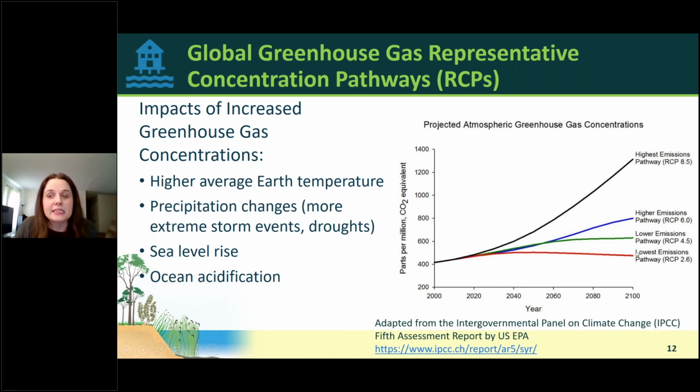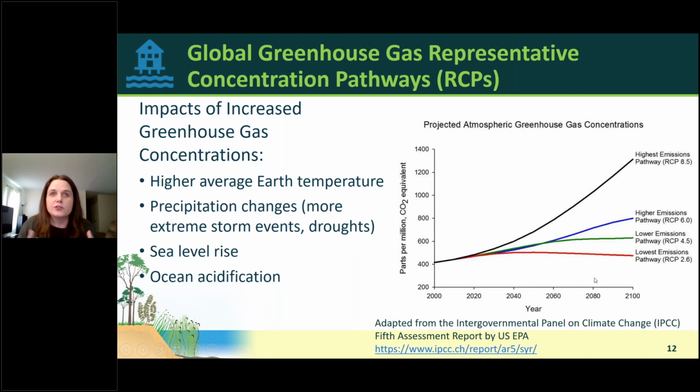And then the best case scenario, which is the goal of the Paris Climate Agreement, is this lowest emissions pathway. That's where we would like to be. That's what we're aiming for. We're not quite there, but that's the goal. And that would create the least amount of impacts, and we would have to do less from an adaptation standpoint if we could accomplish this goal.